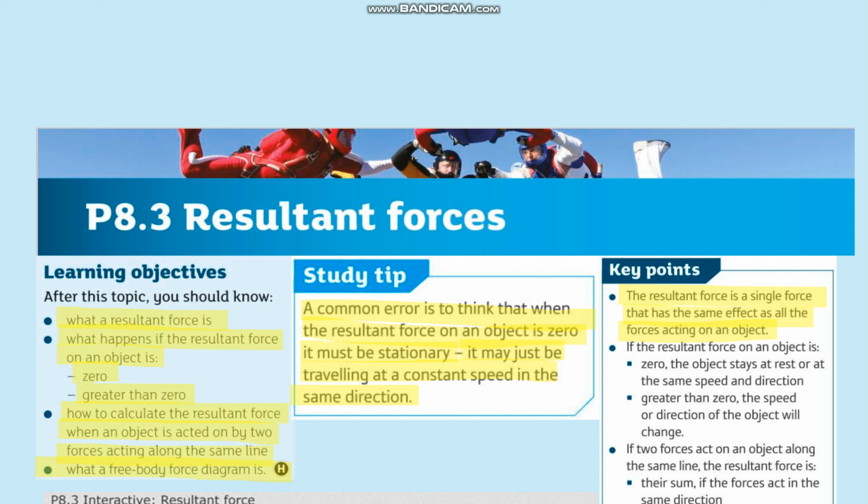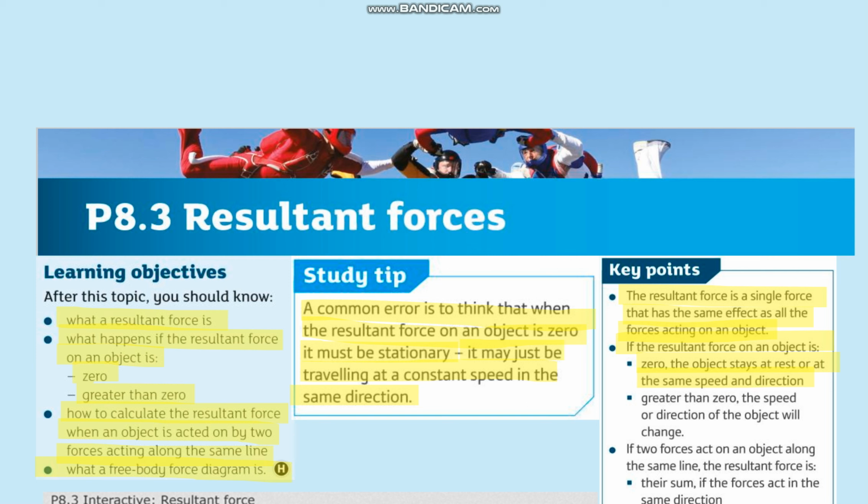If the resultant force on an object is 0, the object stays at rest, means it's not moving, or at the same speed and direction. So if an object is moving and the resultant force on it is 0, it will carry on moving at that same speed and same direction that it was already moving in. That's actually called Newton's first law of motion.